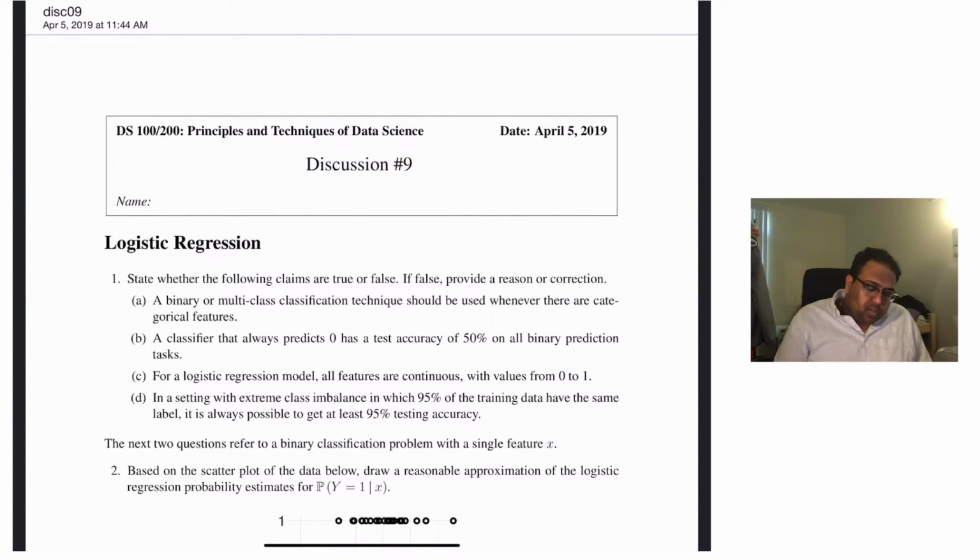Okay, with all of that in mind, we can dive into some of the problems on the worksheet. So in the first one, we just have some true or false questions. So 1, a binary or multi-class classification technique should be used whenever there are categorical features.